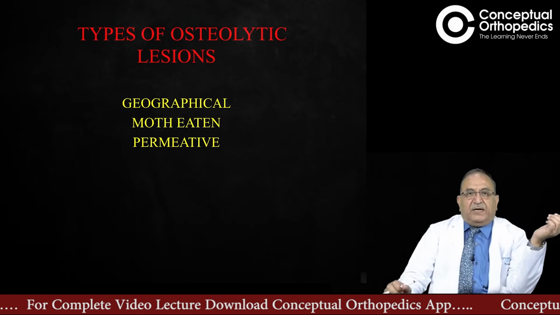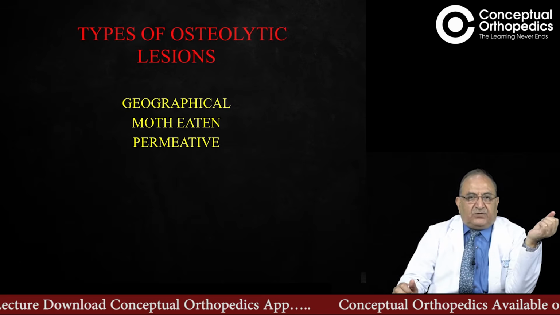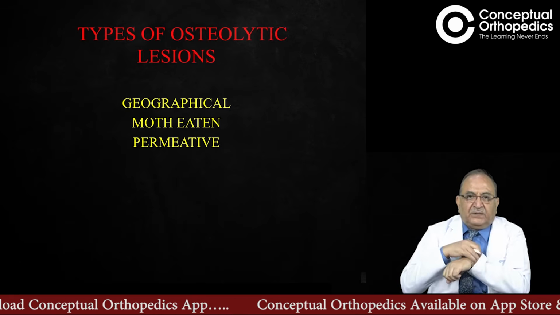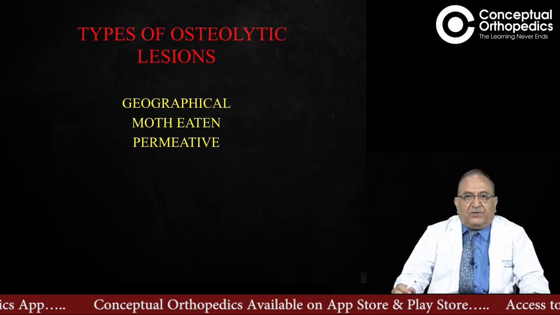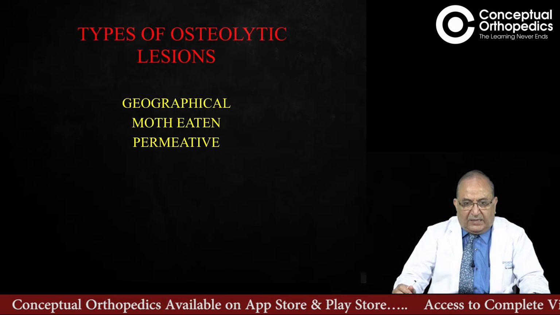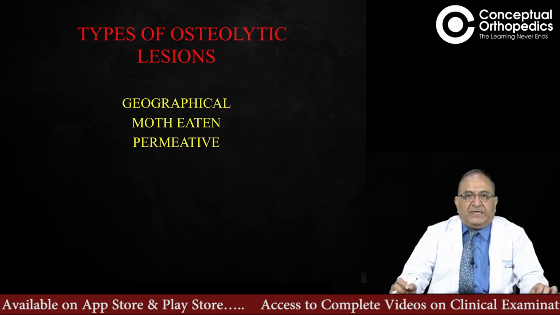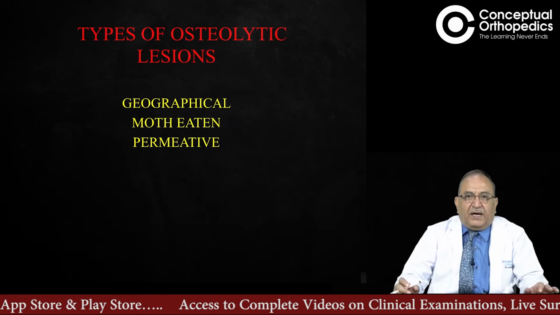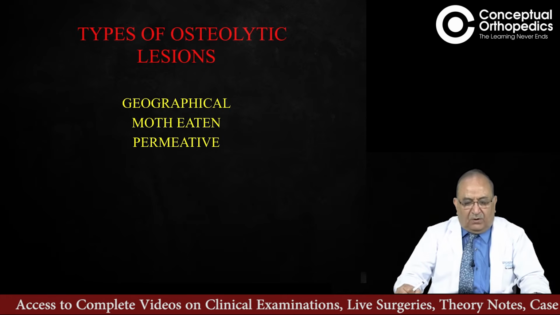Now, with this, I would like to introduce the concept of various types of osteolytic lesions which you see in the plain X-ray. You have already seen a geographical lesion. The two other types of osteolytic lesions can be a moth-eaten appearance. Moth-eaten means there are multiple small holes in the bone which is involved, and ultimately they may coalesce with each other, but to begin with there are multiple small holes.